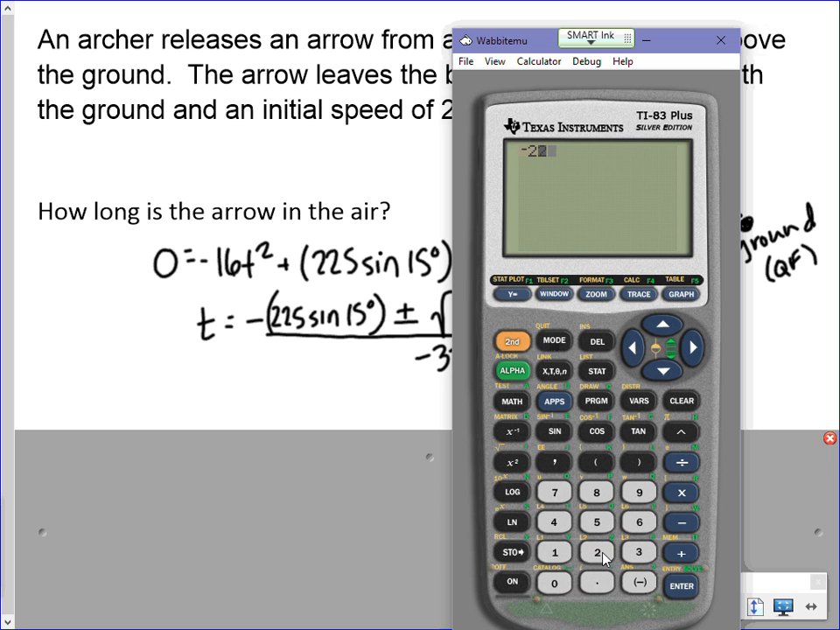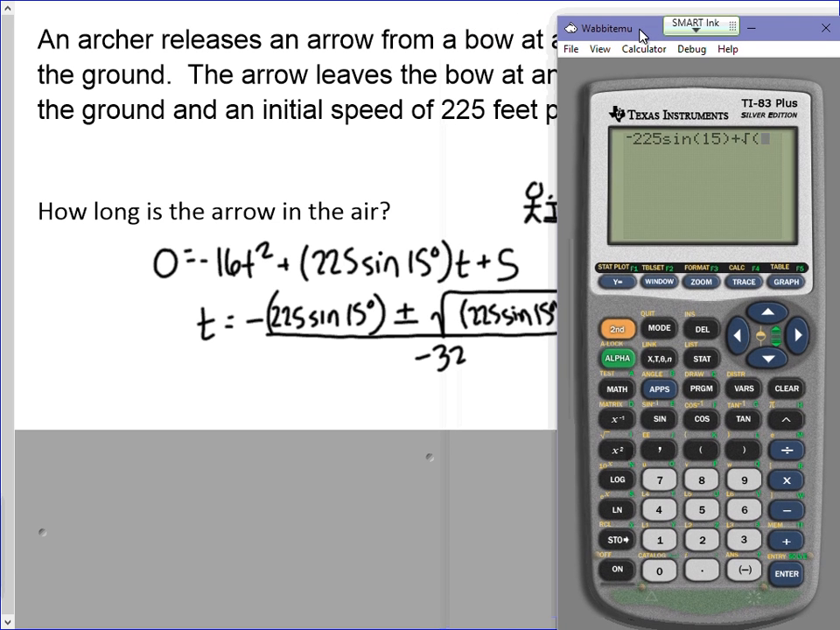I'm not going to use my parentheses this time. Negative 225 sine 15, and then I'm going to do plus the square root of, and see, mine's just going to give me a parentheses. So now I need a new parentheses to do the 225 sine 15 squared. So I'm going to do an open parentheses for 225 sine 15.